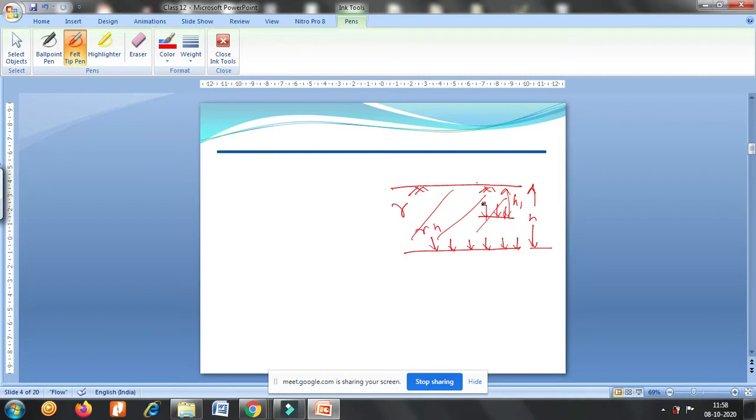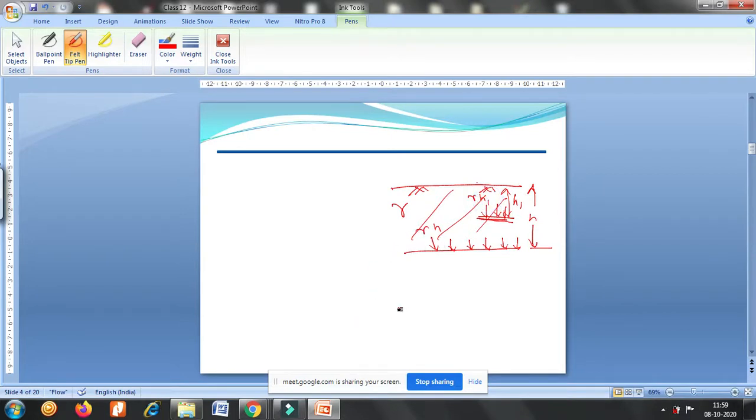And how much is this? That is nothing but the weight of the soil. So how to find out the weight? We know gamma, the bulk density of the soil mass, and we know the depth of the section. This section is at a depth of h1. So gamma into h1 will give you the total stress at this level.